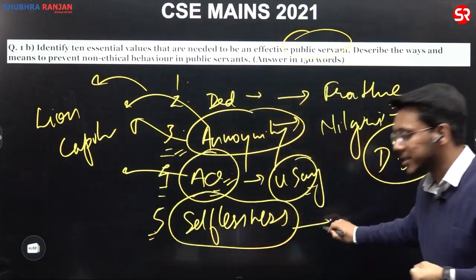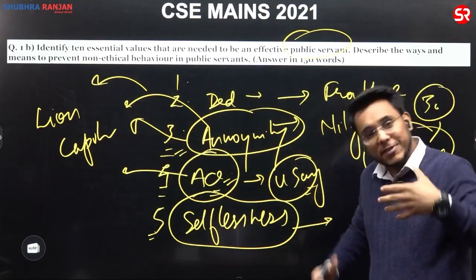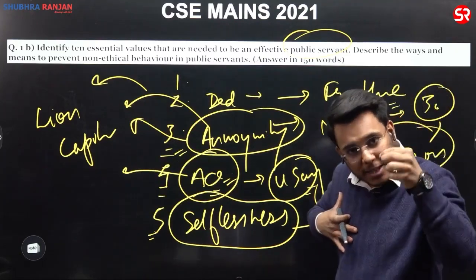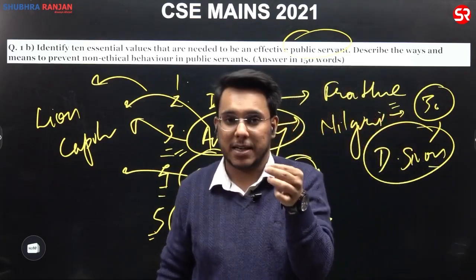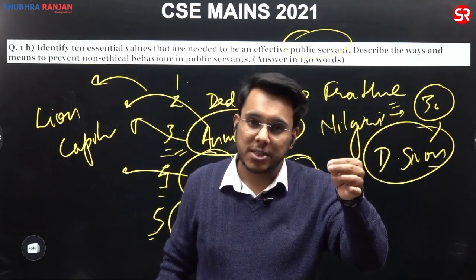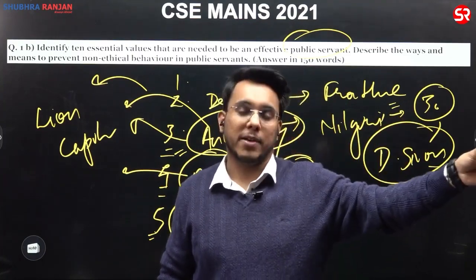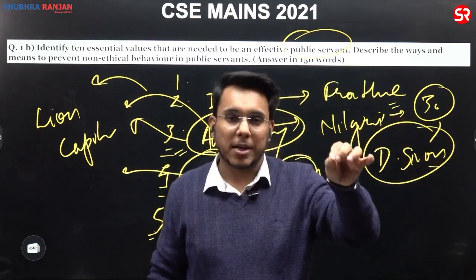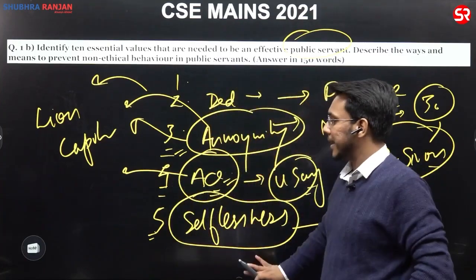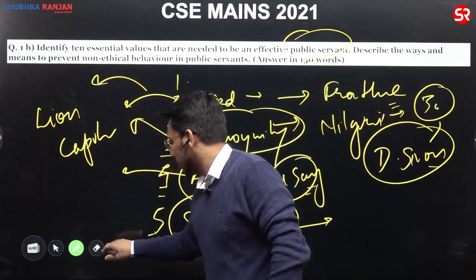Why? Because only if selflessness is there can civil servants serve the people. Wherever the self comes, selfishness will come. Where selfishness comes, greed will come. And where greed comes, service will go away. Is it clear? So by this logic, you need to maintain selflessness. Right? That is the thing. Then further moving on.